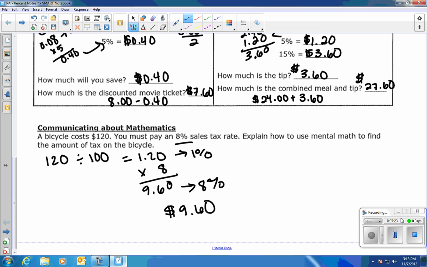All right, so that's it for this particular notes page. Please look at the other page that we have over percent notes as well to help you with different methods.